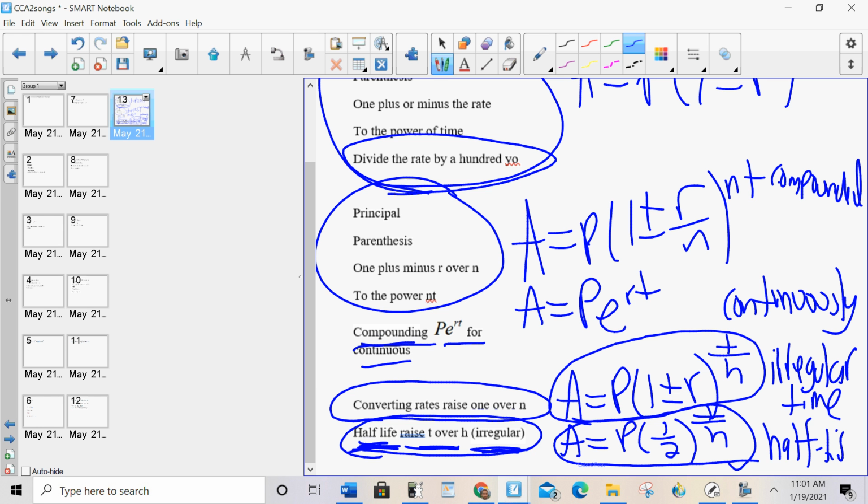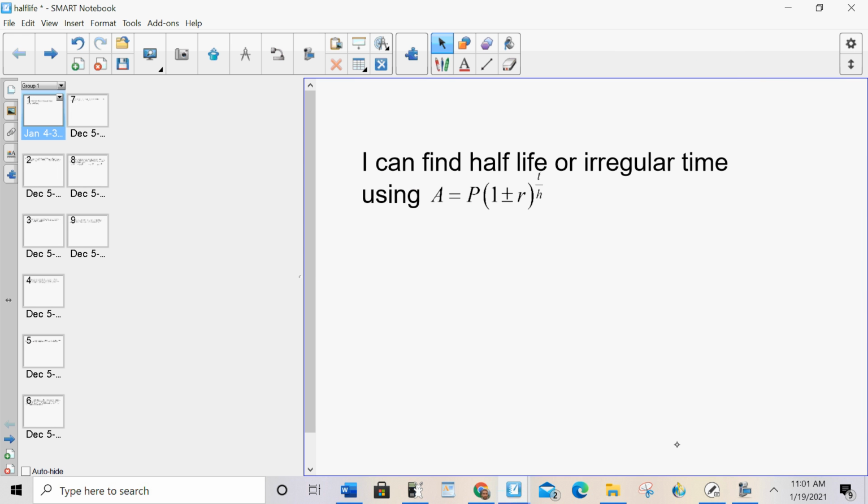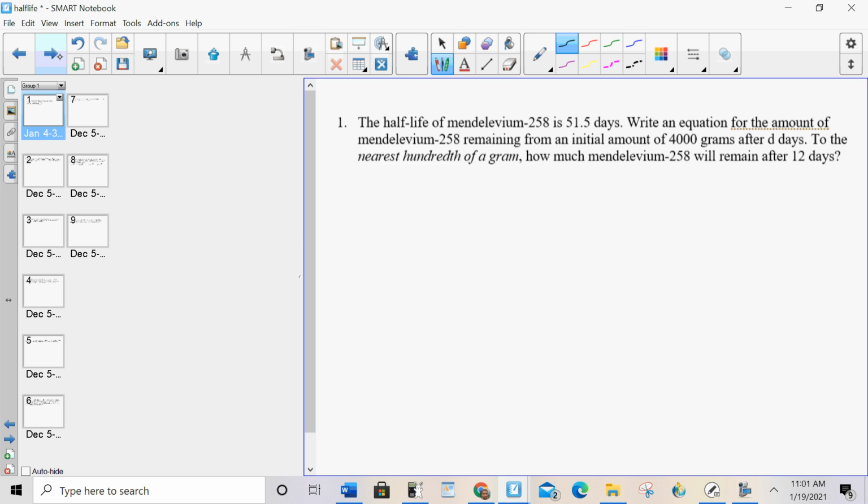So what do we mean by irregular time? Well, instead of something increasing by 5% every year, it increases by 5% every 3 years. It increases by 5% every 6.4 years. If the time it takes for the percent to be applied is not 1, that's irregular time. That's when we raise to the t over h. That's what today's lesson is going to be. So, again, I can find half-life or irregular time using A equals P, 1 plus or minus the rate to the t over h. That's what's different for irregular time or half-life.